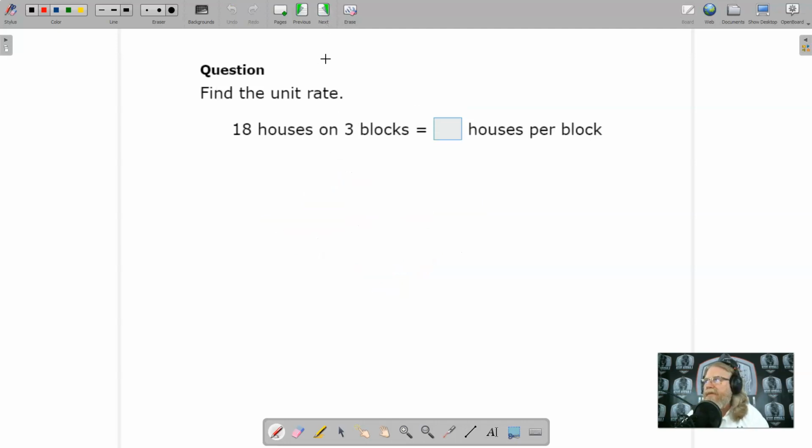Let's go ahead and give it a try. So 18 houses on 3 blocks. Oh, I made a small b with 2 loops like a capital B, is equal to 18 divided by 3 is 6. 6 houses per block. Do BLK for block. So it's 6 houses per block.